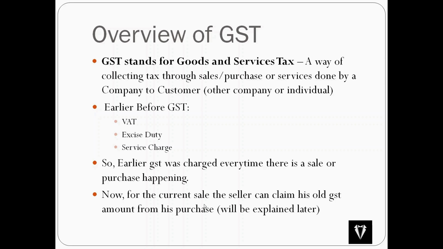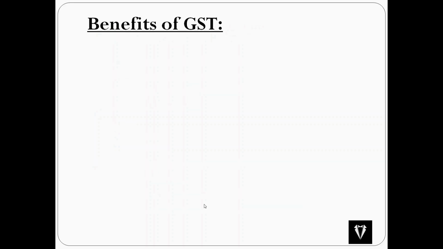Let's say you purchase something from A company, to B company. There was some tax. From B to C, another tax was taken. But whatever the additional tax he has already paid while purchasing from A company, that is not taken care of again. So this was taken care of in GST.